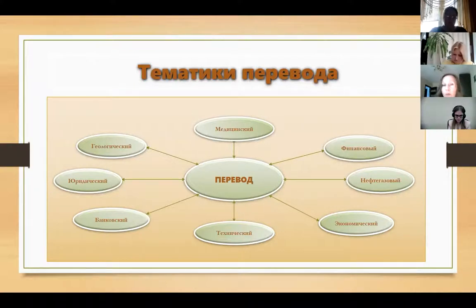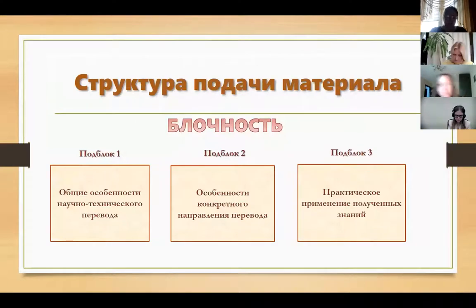Each and every unit of such type can consist of subunits. Subunit one, what we would pay attention to, that is the main basics of scientific and technical education.